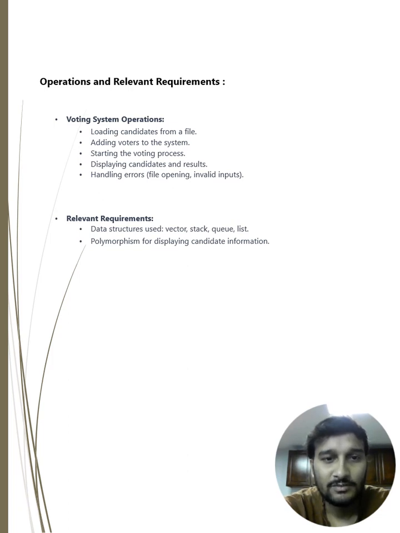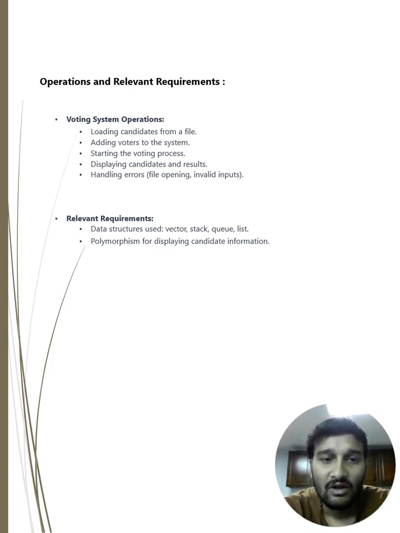Operations this project performs are, first, loading candidates from a file, which is giving candidates as input in a file. The program opens a file containing candidate names and parties, creates candidate or presidential candidate objects for each, adds them to a list, and organizes them in a binary search tree for sorting.